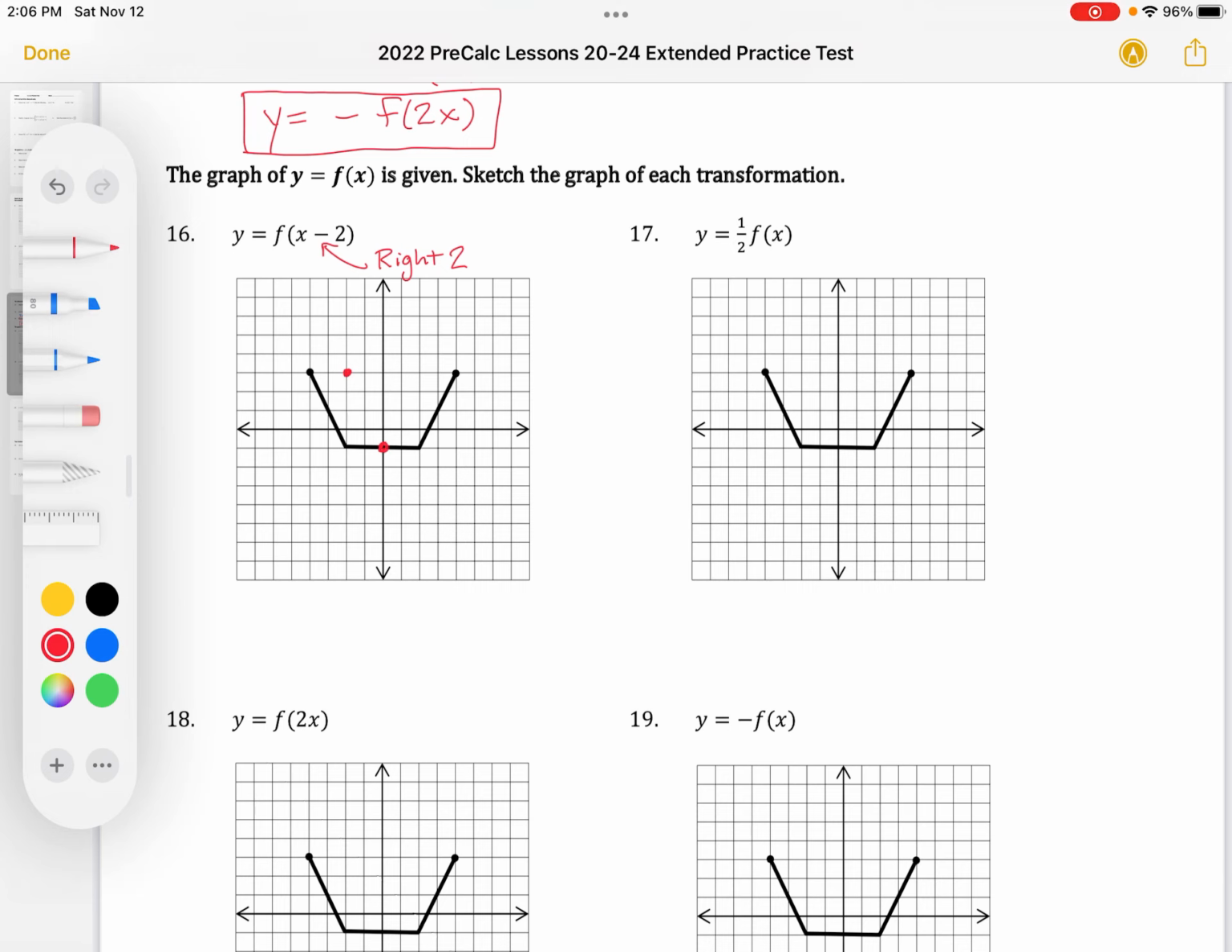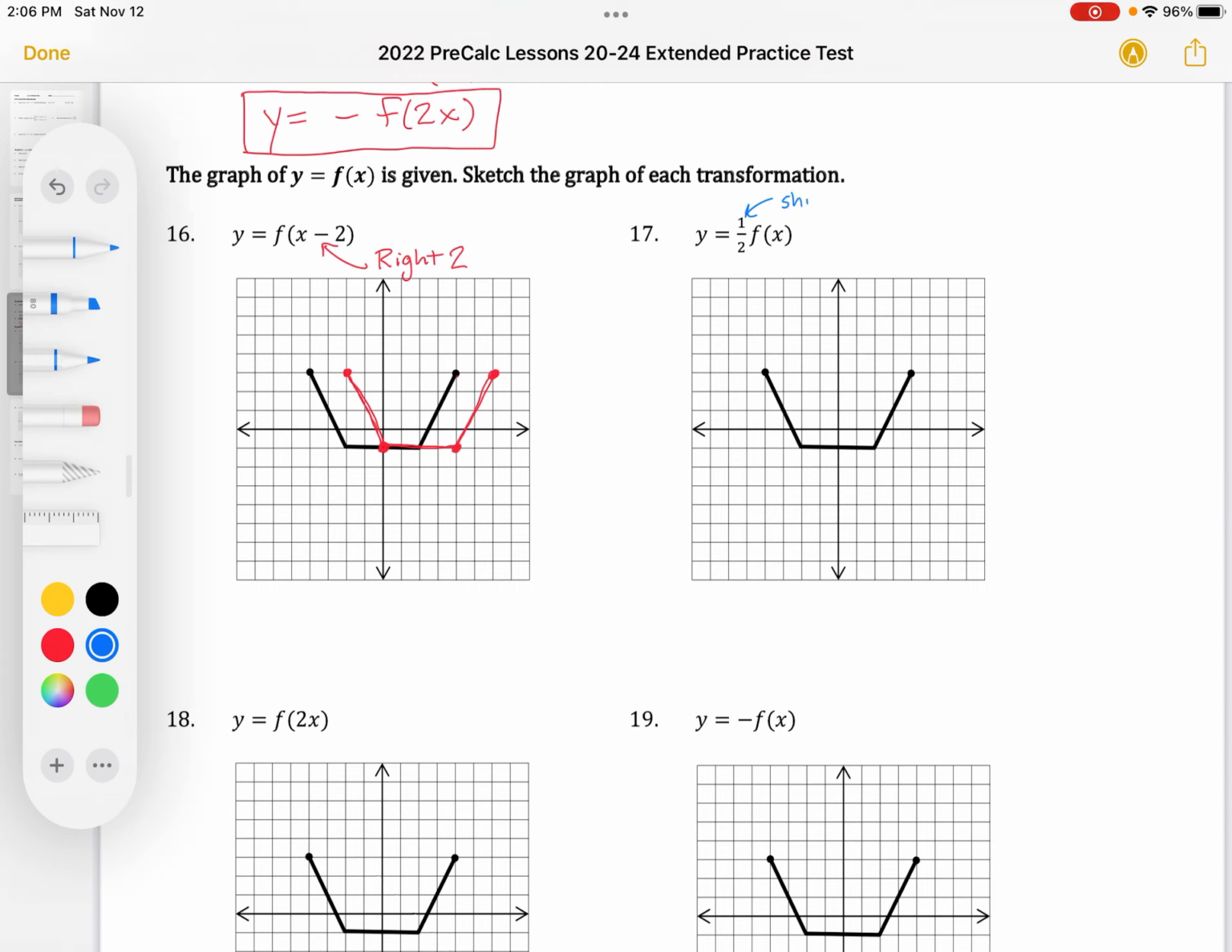This point moved right 2 is going to end up on the y-axis. This point right 2 is going to end up here. And this point right 2 is going to end up here. So then you just connect those to get your graph. And that is it.